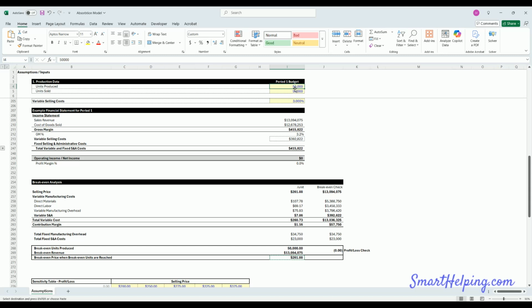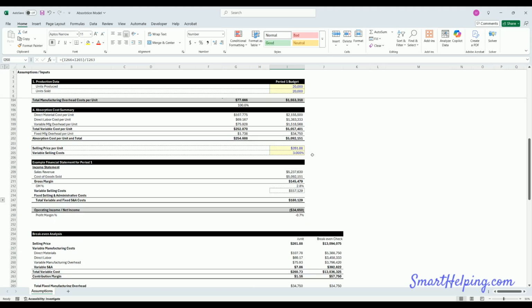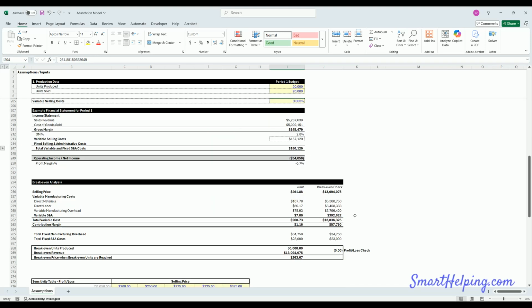Okay, now if I lowered this to 20,000 units produced in the period and sold, my break-even units produced is still 50,000 because it's based on this price primarily.